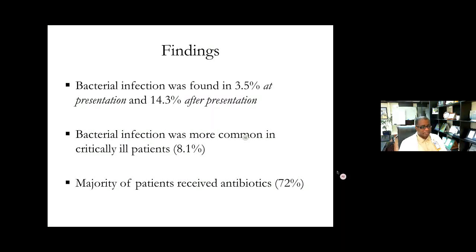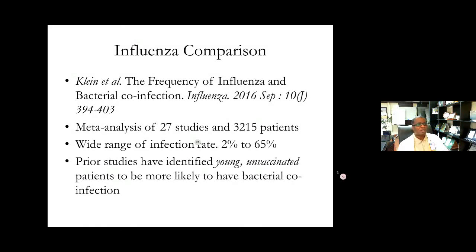The findings I will summarize here. Bacterial infection was found in 3.5% at presentation and 14.3% after presentation. Most interestingly, the bacterial infection was found to be more common in patients who were critically ill, 8.1%. And as I alluded to in the beginning, the vast majority, which in this meta-analysis represents 72%, but my personal experience in our facility is probably higher than that, 72% in this study received antibiotics, whether they needed it or not. So let's compare this to influenza.